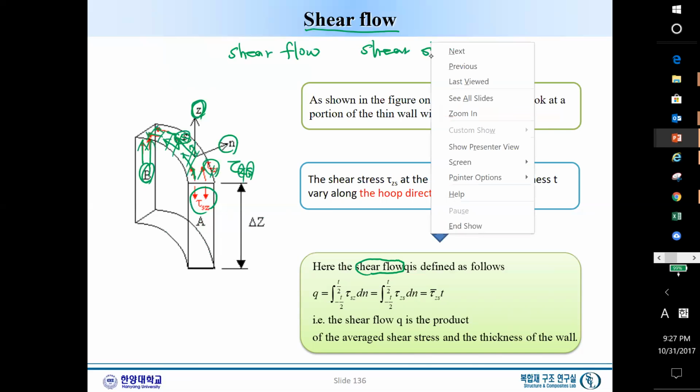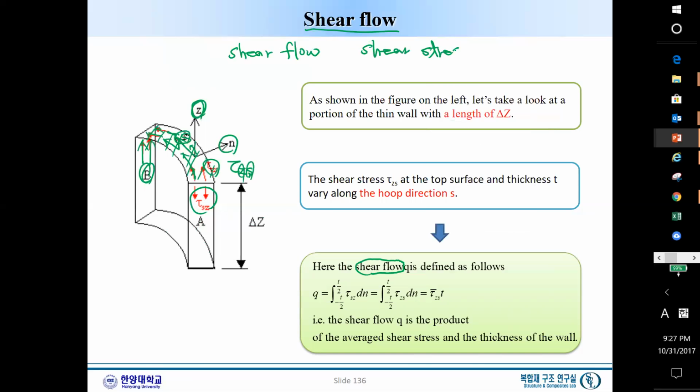Well, shear stress is what we know. Instead of sigma, I use tau to represent the shear stress. So shear stress is tau, but what is the shear flow? Shear flow, we use the symbol Q, and Q is defined as the integration of the shear stress which exists in this cross-section. We integrate this shear stress over the thickness, from here to there.